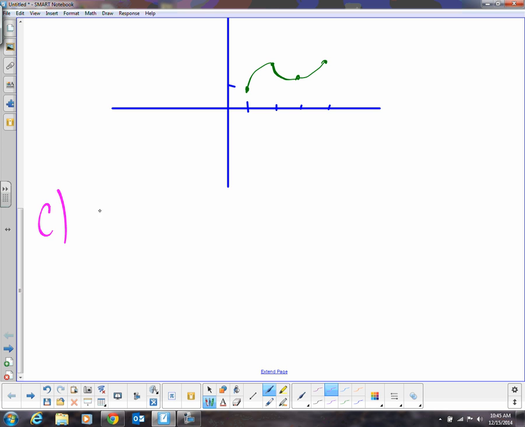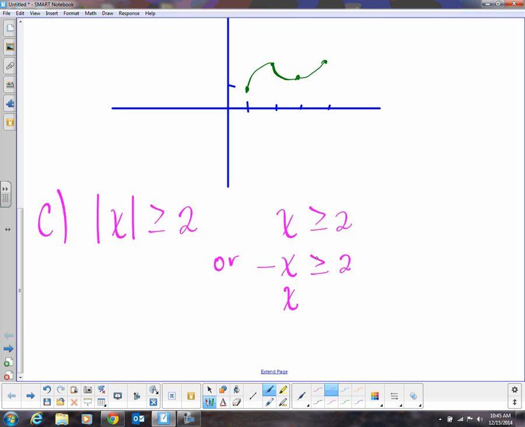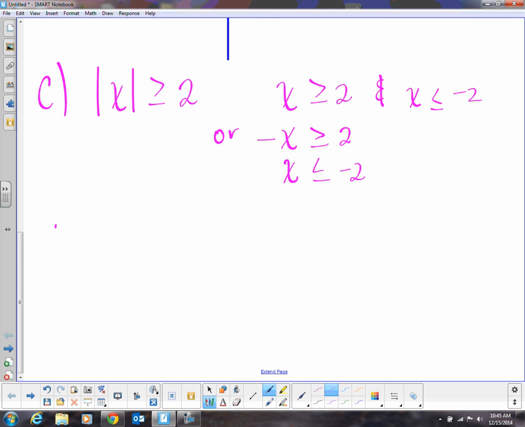C says the absolute value of x is greater than or equal to 2. What does this mean? This means that x is greater than or equal to 2, or the opposite of x is greater than or equal to 2. Now, how do I solve for x? And what happens to my sign? Okay, so this right here means x greater than 2 and x less than negative 2. You see that? So let's do this again.